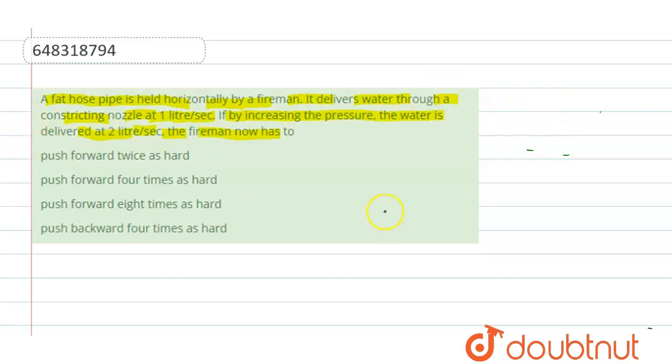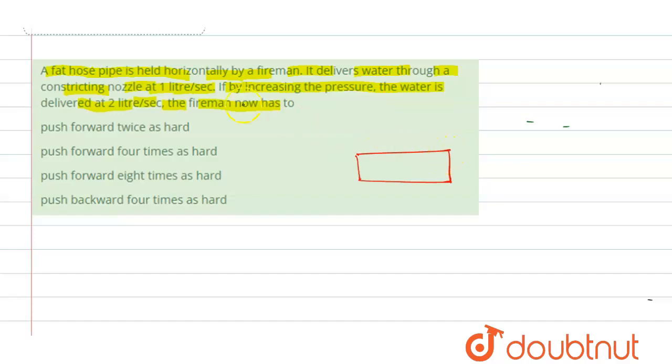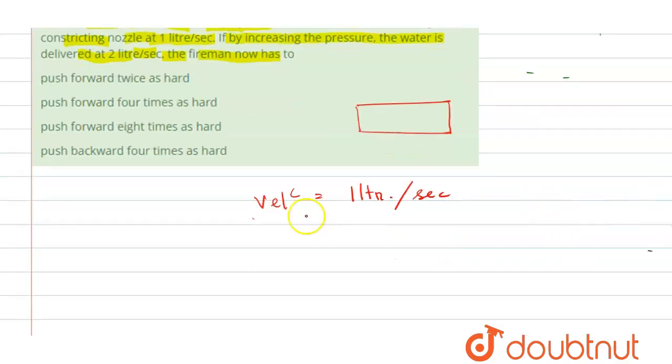So suppose a horizontal pipe through which water is flowing and it is held by a fireman through a contracting nozzle, and the rate of water is given as 1 liter per second. So volume of water is 1 liter per second, 1 liter in 1 second. So volume in the first case is 1 liter.